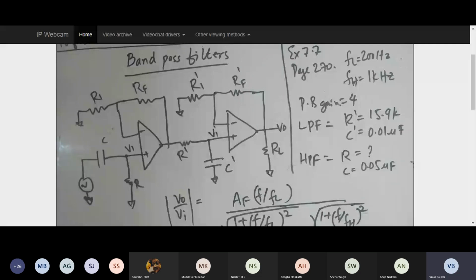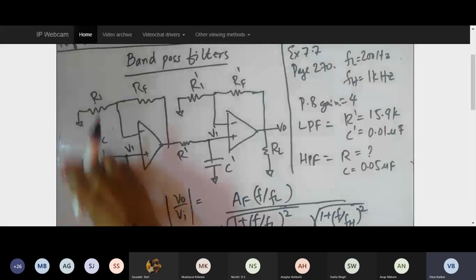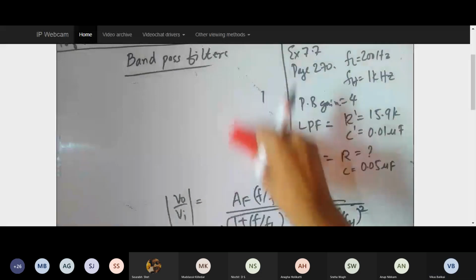Now, are there any other values that he should give? Fine, so you can calculate as it is. So let's try to calculate how I find R for my high pass filter. Again, whether it is high pass filter or low pass filter, there is only one equation to find R and C. I'm going to rub this circuit, which is consuming maximum space over here. So let me rub this.